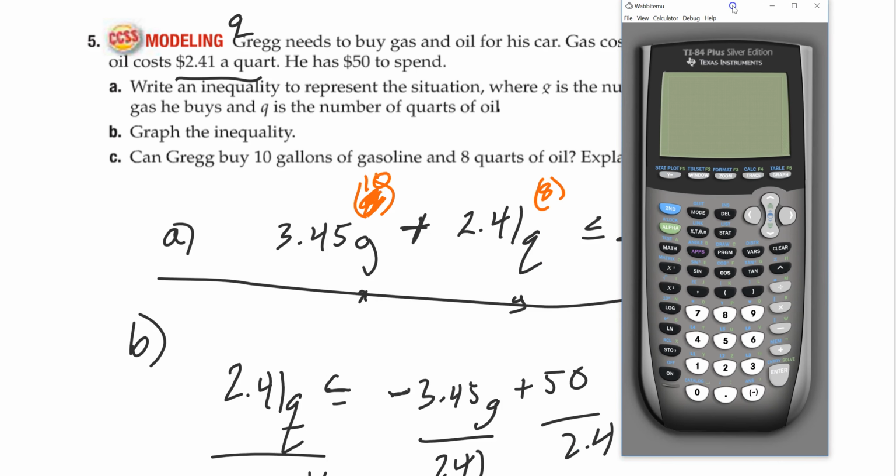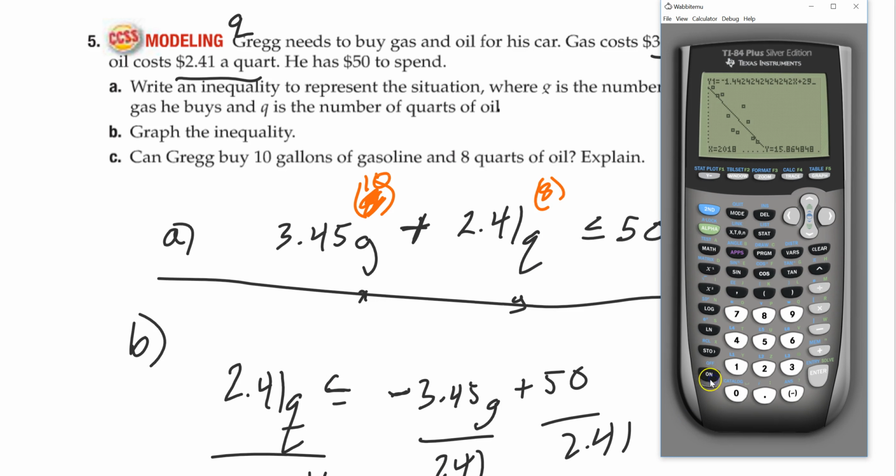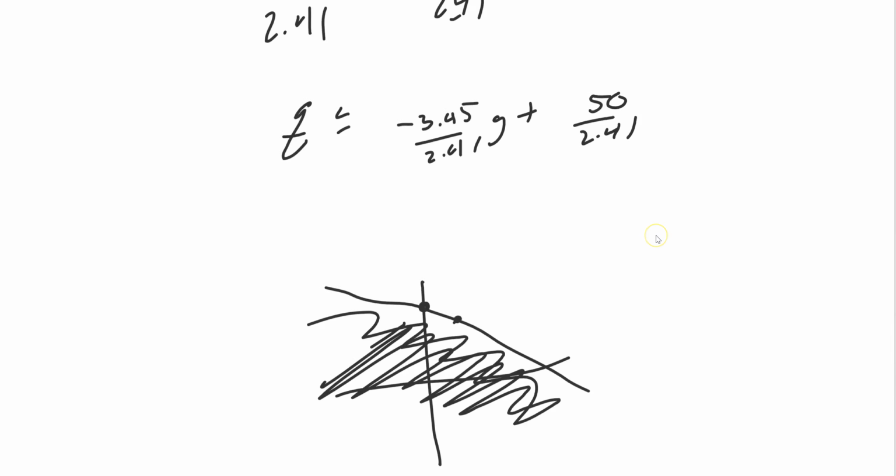Turn it on. I always forget to do that. Just clear that. So 3.45 times 10 plus 2.41 times 8. I get $53. So no, right? That's more than 50 bucks. So no, you can't. So that's one way to do it.